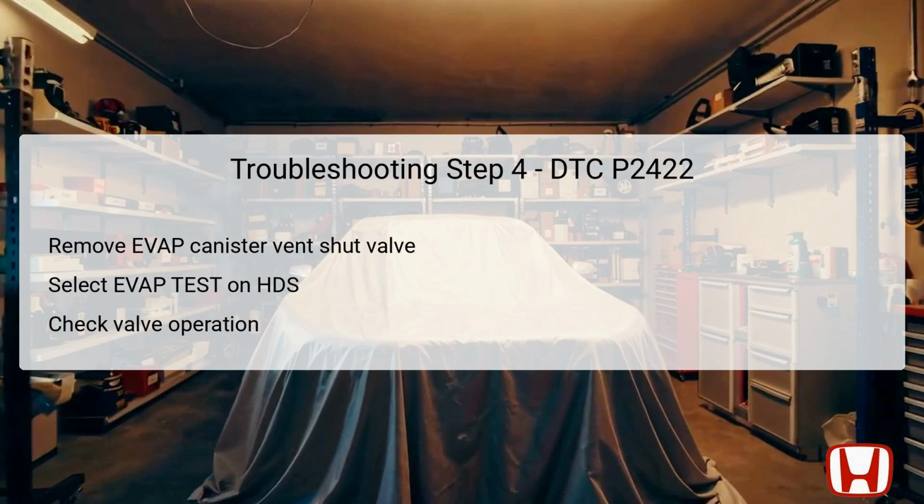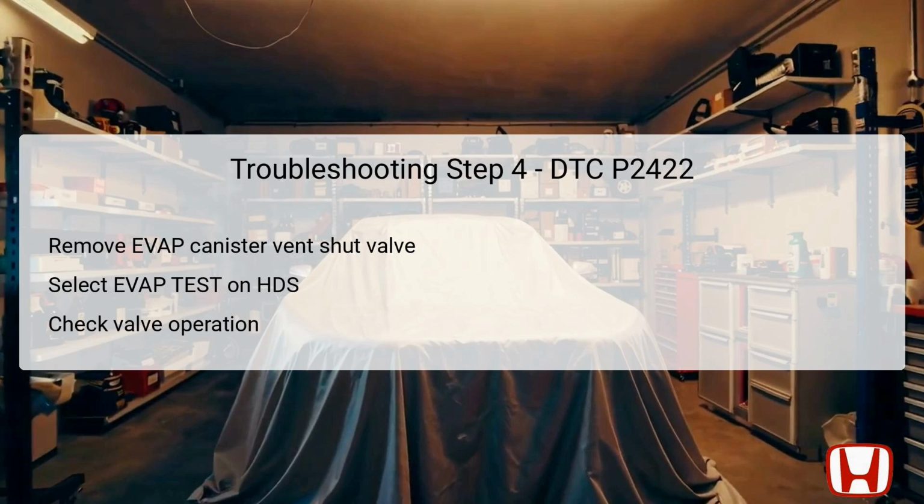In this fourth step, the technician is tasked with removing the EVAP canister vent shut valve from the EVAP canister to assess its functional integrity. After the removal process, it's essential to connect the 2P electrical connector back to the vent shut valve to allow for testing. The next step involves operating the HDS to select the EVAP test from the inspection menu, followed by activating the EVAP CVS on in the single solenoid section.